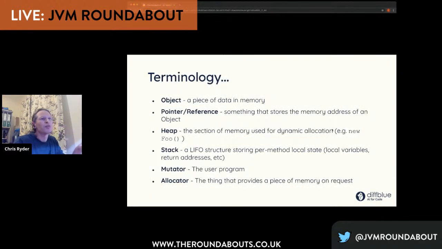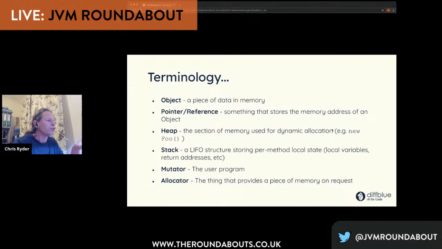I'm going to start with a little bit of terminology just to make sure we have a shared starting point. If I talk about an object, I just mean a piece of data in memory. In Java, that's pretty much going to be an object in the Java sense, but it could be any piece of data in memory. I will also talk about pointers and references. They're the same thing. They're just the address of some piece of memory. I'll talk about the heap. The heap is just a section of memory that's used for dynamic allocation. So every time you do a new of some class in Java, that's dynamic allocation. It will appear on the heap.